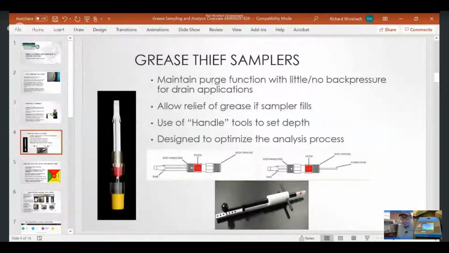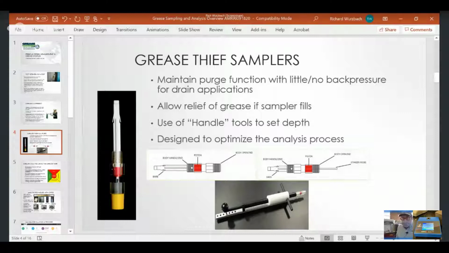We start with the Grease Thief sampler. We talked about this a couple weeks ago. We gave you some examples of how they can be used and demonstrated, and we'll continue to do that throughout this series. We'll bring new examples in test stands, and we'll continue to educate on the process of grease sampling.